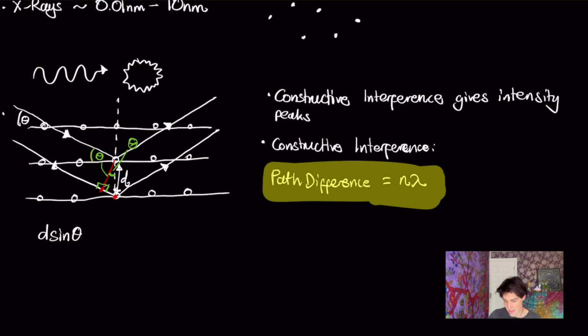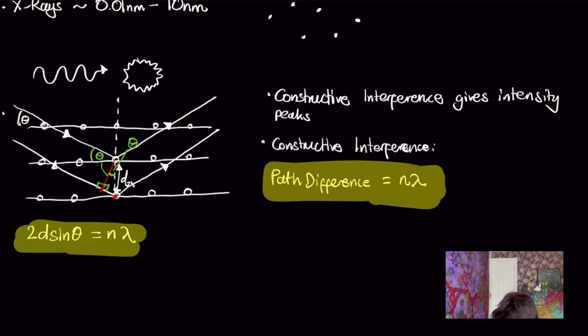But of course, before it becomes back in line at this point right here, it also has to travel another distance d sine theta. So the total path difference between these two waves is 2d sine theta. And this is equal to an integer number multiplied by lambda, the wavelength of the X-rays. And this is known as Bragg's law, unsurprisingly.